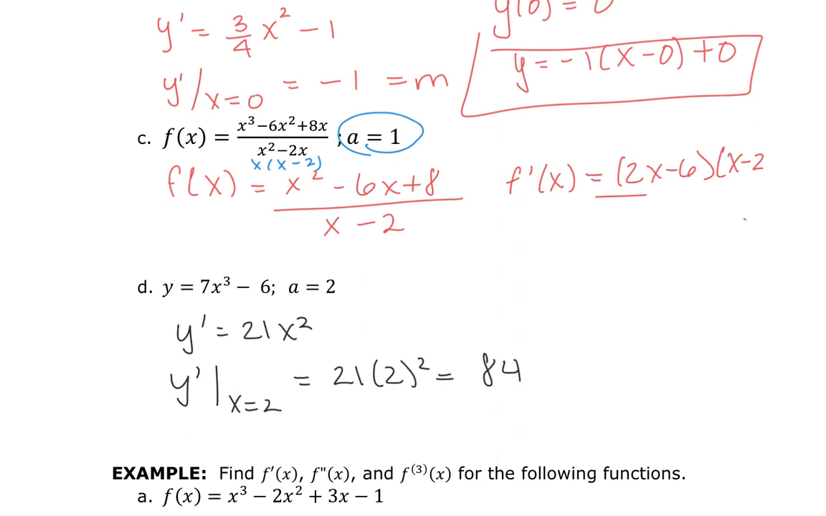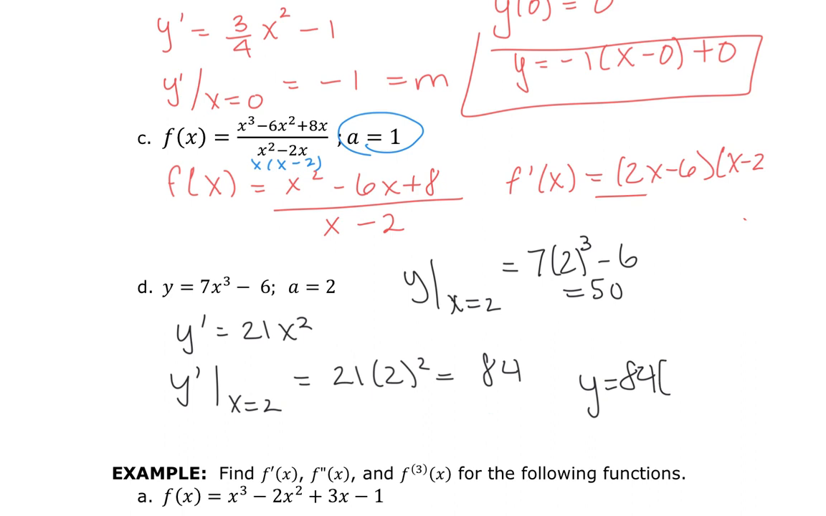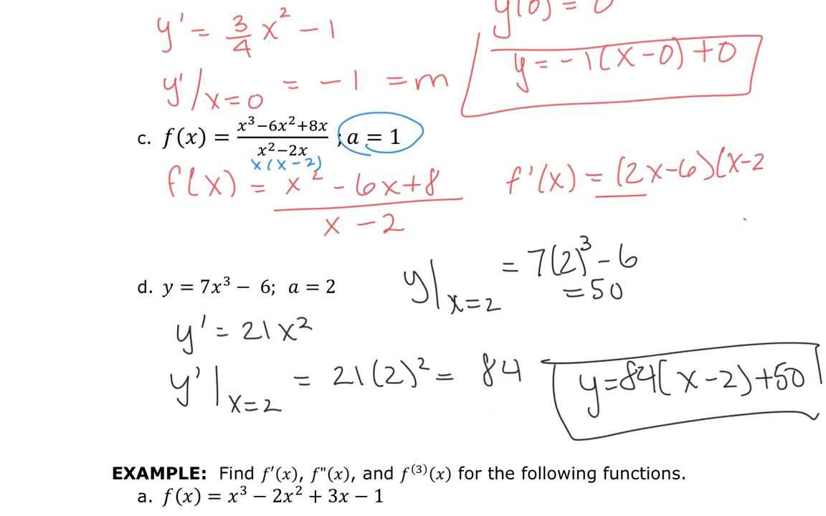When x is equal to 2, so y evaluated at x is equal to 2 is going to be 7 multiplied by 2 cubed minus 6, which is 7 multiplied by 8. So that 56 minus 6 is 50. So my equation is y is equal to 84, pretty steep slope, x minus 2 plus 50. And that is that answer.